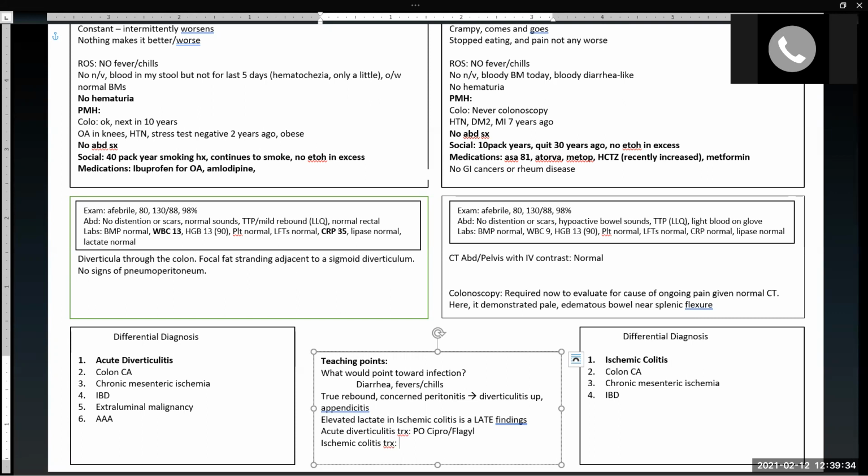Admit the patient. Yeah, so ischemic colitis is a little bit trickier in terms of what we're going to do with the patient. Usually they do end up getting admitted. They need some IV fluids, some rehydration.